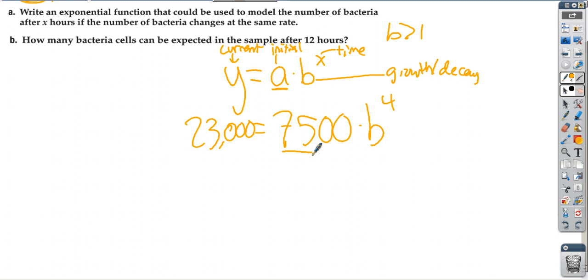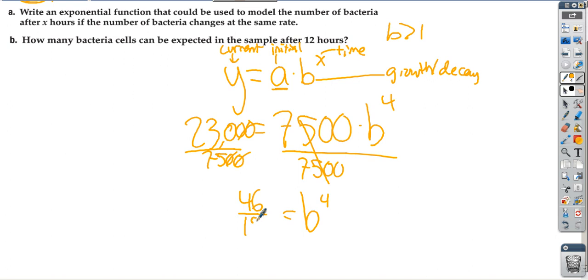Well, the first thing we need to do is divide this by 7,500, and the same over here. So we get b to the fourth equals whatever this number is. That's going to be 230 over 75, which is 46 over 15. That's like 3.06 or something like that. So how do you do this? Well, you need to cancel out the fourth power, and you do that by taking the fourth root. We need to take the fourth root of that number.